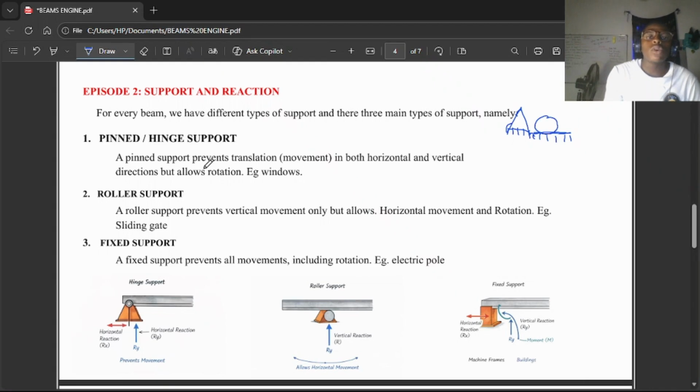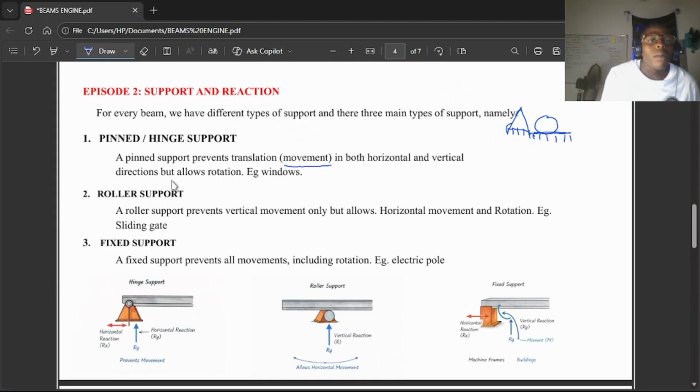Now, what's the hinge support? Your pin support or your hinge support prevents translation. And what's that translation? Movement. Your translation is movement. Now, what your pin support does is it prevents movement in both horizontal and vertical directions. So meaning your support is not moving horizontally nor vertically. But look at the unique thing here.